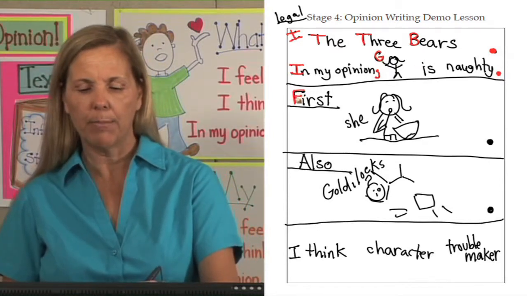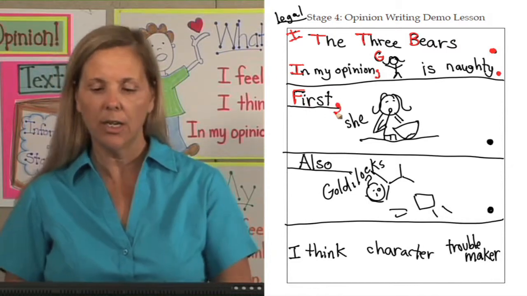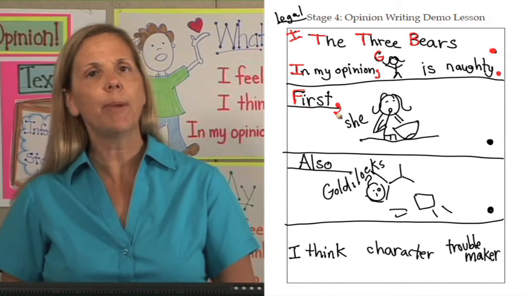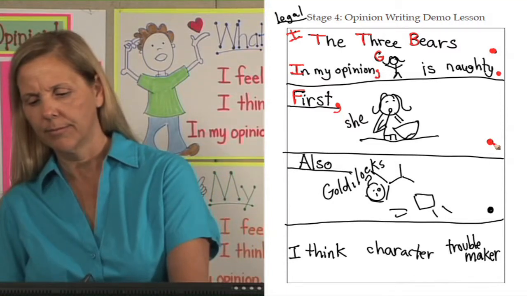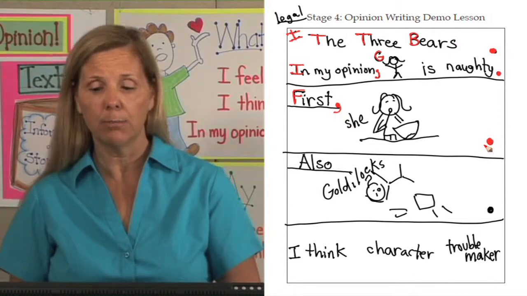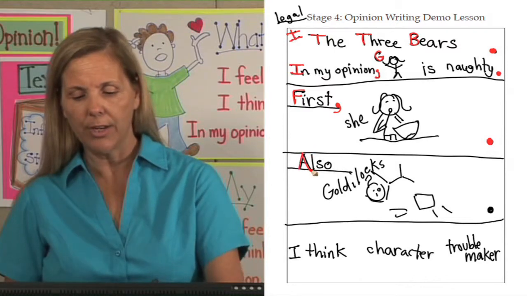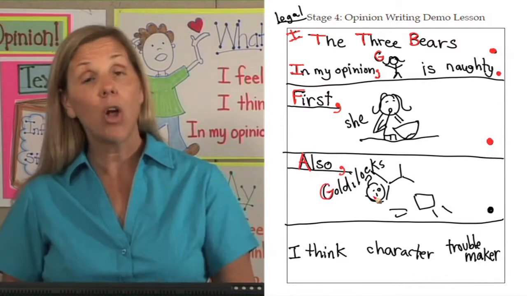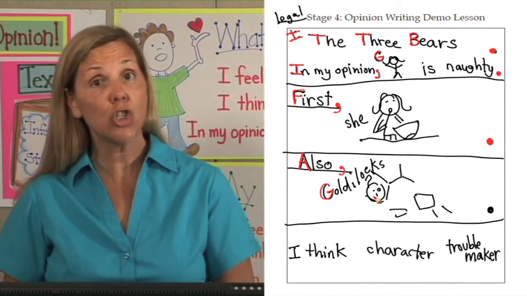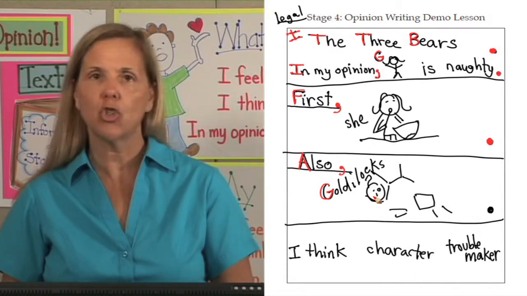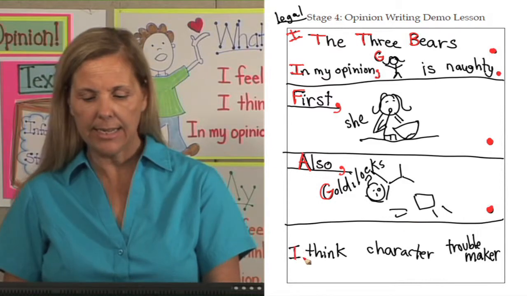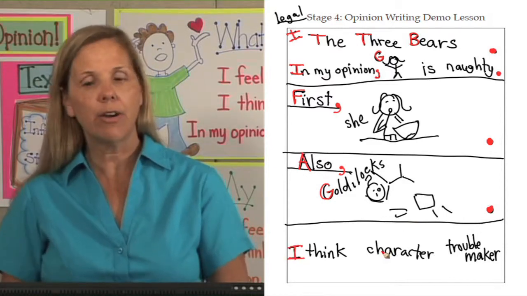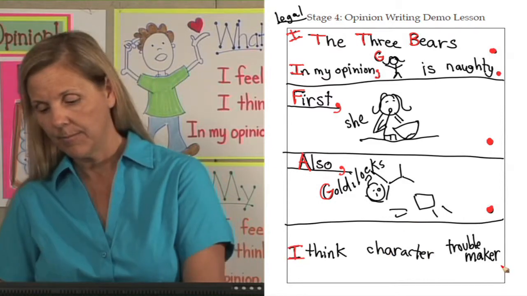First, let's put our capital and our comma after our transition. She eats all of Baby Bear's porridge, so he goes hungry. So he will go hungry, period. Also, there's our capital with a comma. Also, Goldilocks breaks his chair, so he has nowhere to sit. Period. I think this character is a troublemaker. Period.